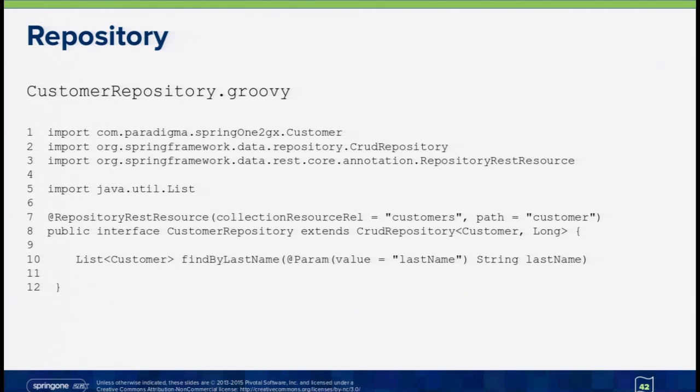And here we have a repository class of Spring Data REST and Spring Data JPA. I use the annotation RepositoryRestResource, and I define the relation and the path to access the customers. And only here I've implemented a method findByLastName. Okay.